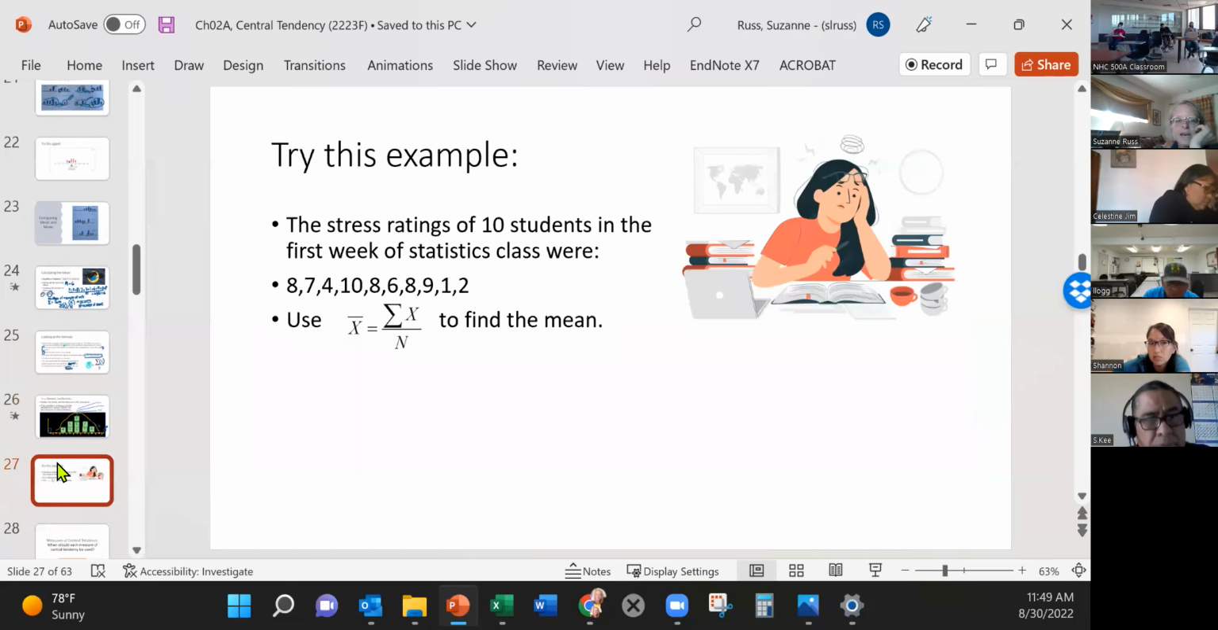So I have this example again. The stress ratings of 10 students in the first week of statistics class were these, and use the formula to find the mean. And so you can all do that. And when you have an answer, send it my way.